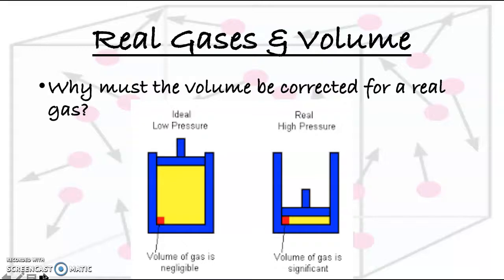All right, so we have to correct volume for real gases because when we have an ideal gas under low pressure, if this were the gas molecule, you see how much room it has. So it's not really this little bitty spot that it's taking up. It's not a big deal. When you put it under a low volume, high pressure, then you see that there's much less room for the gas to move around. The volume is very much decreased. And you see that it's a little bit more of a significant slice of that total volume, right? So that becomes an issue.